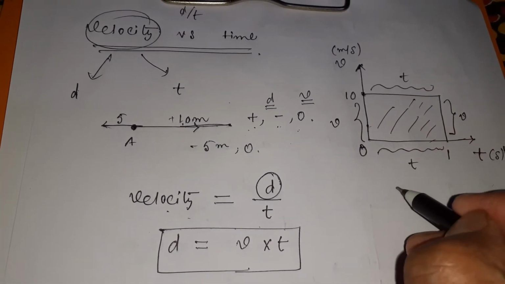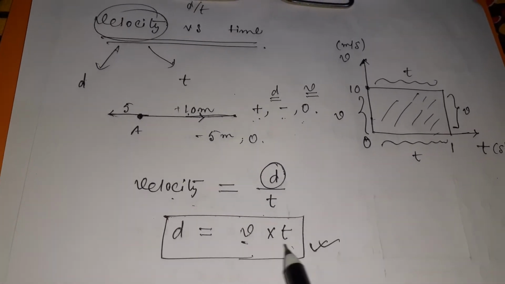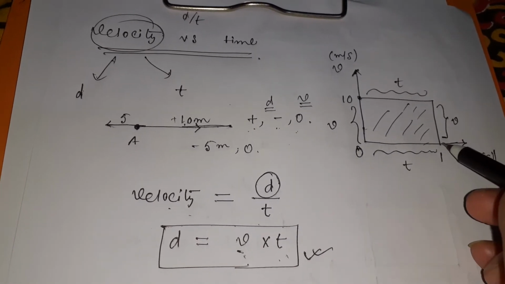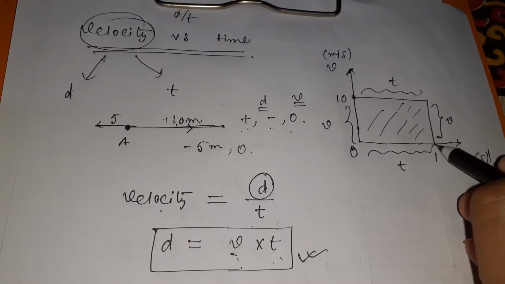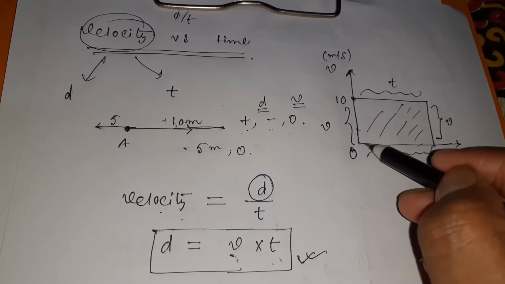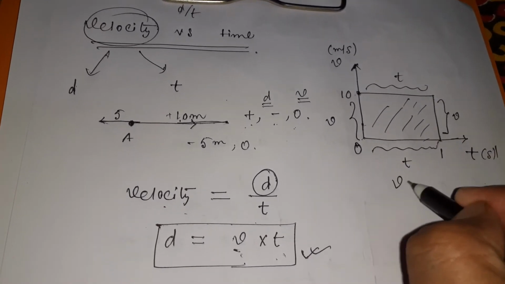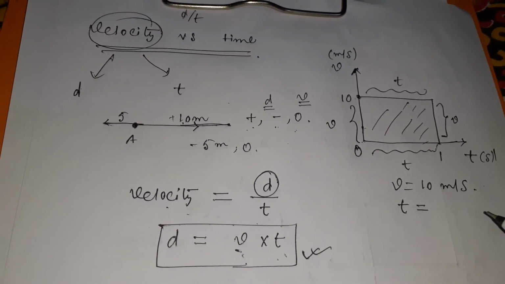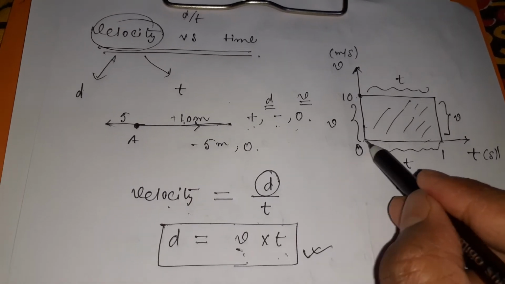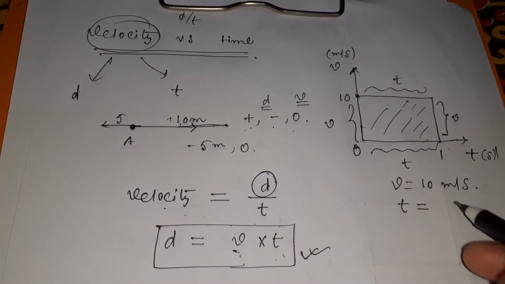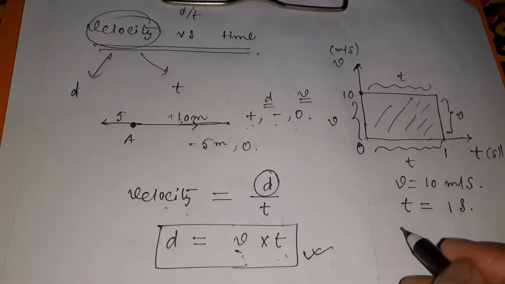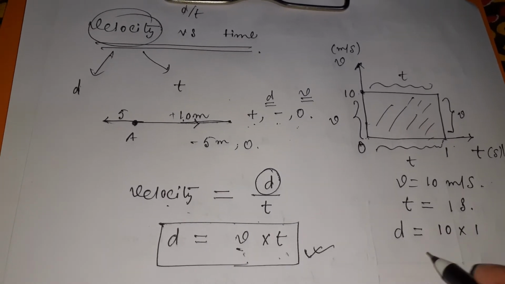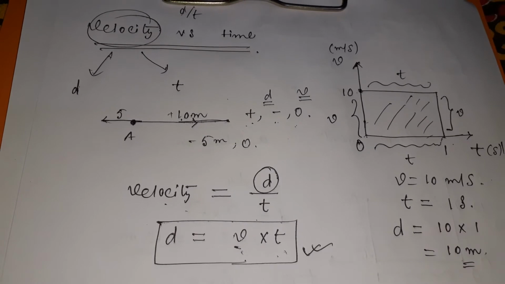So if you use this formula, displacement is equal to velocity into time, then what can you calculate? First of all, you can see how much velocity is there. This is the velocity, this is 0, this is 10. So velocity is equal to 10 meters per second, and time is equal to how much? Definitely 0 to 1 second, so that is 1 second. So if you want to calculate the displacement from this graph, it will definitely give you 10 into 1, that means 10 meters will be the answer from this graph.